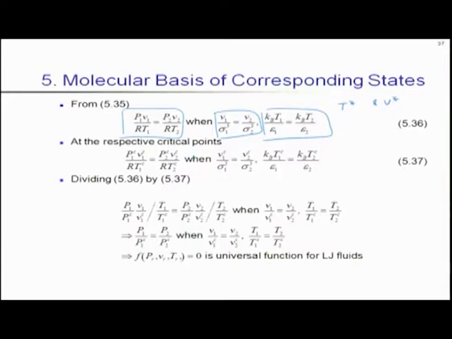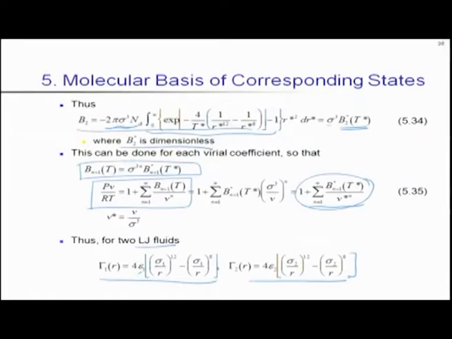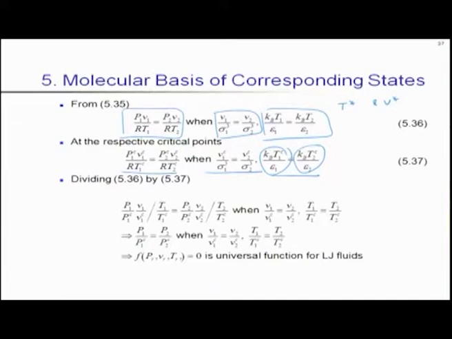since the V's are the same, we can consider at the respective critical point V1C star is equal to V2 star, and similarly the reduced temperature will be the same. The simple reason is that at the respective critical point, this expression should hold as well when you have this condition. So this expression at critical will be the same once you fix this V star and T star.